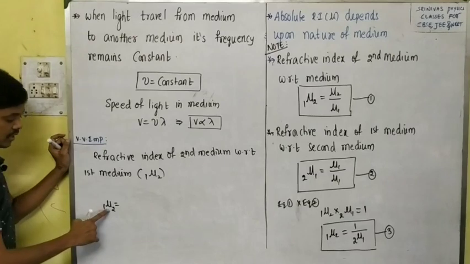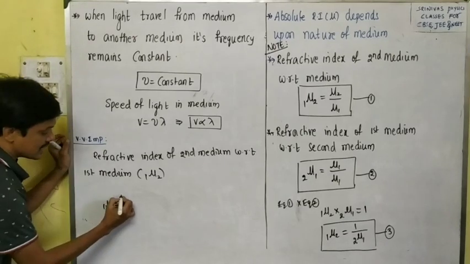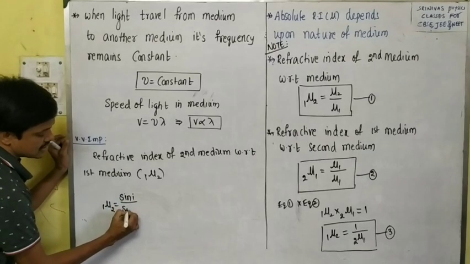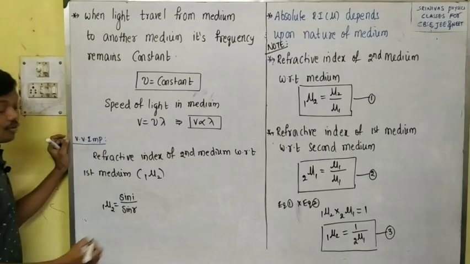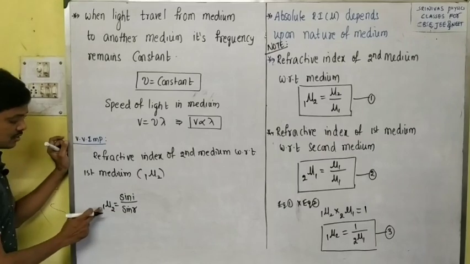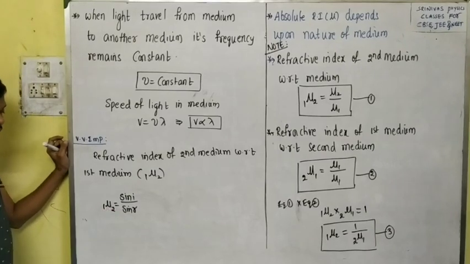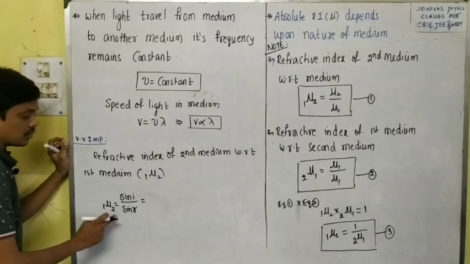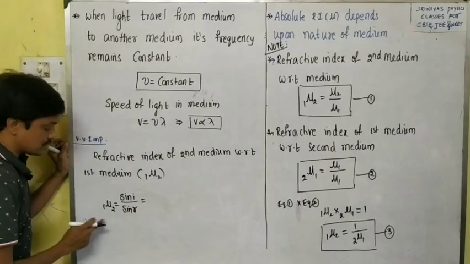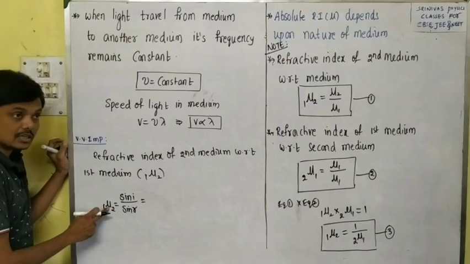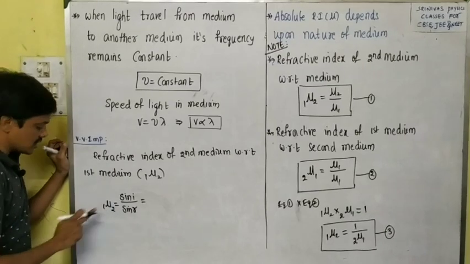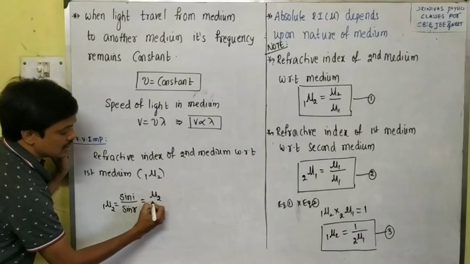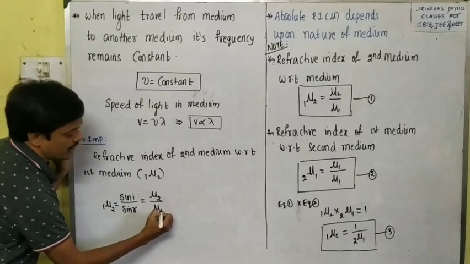Firstly, we discussed 1 mu 2 according to Snell's law as sin i by sin r. Snell's law, the second law of refraction: sin i by sin r is equal to a constant, that is 1 mu 2. Later we discussed that 1 mu 2 is the relative refractive index, which means the refractive index depends upon the other medium. Then what is absolute refractive index? We write this formula in absolute refractive indices as mu2 by mu1.